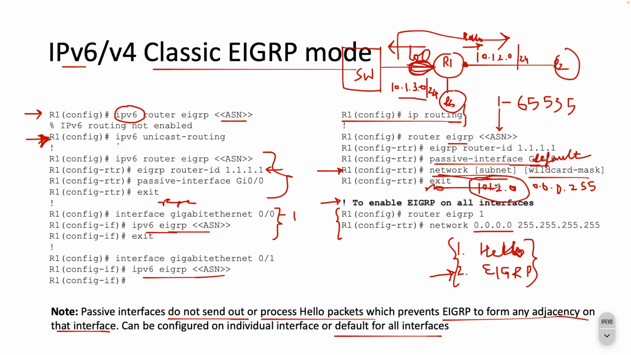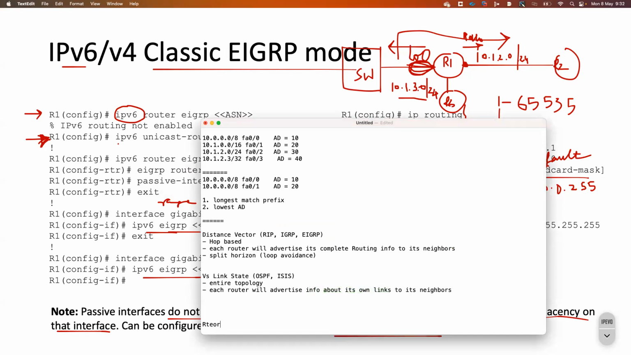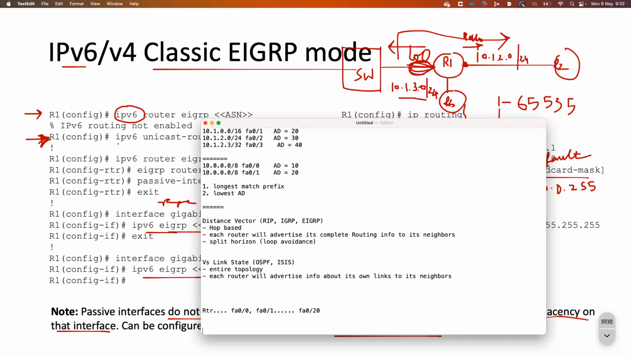Any questions, guys, on this classic mode configuration? Sorry, the last one, passive interface default. What are we using this for? Let's say in our router I have FA0/0, FA0/1, and so on, let's say up to FA0/20. I have 20 interfaces, but only on the first two interfaces, or let's say FA0/1 and 0/2, I want to run EIGRP.